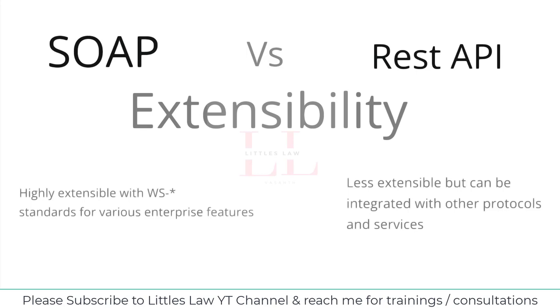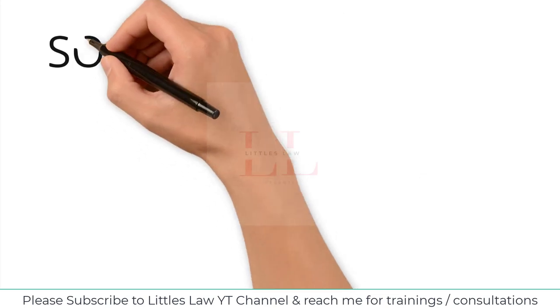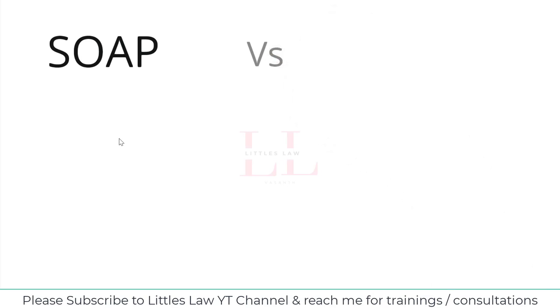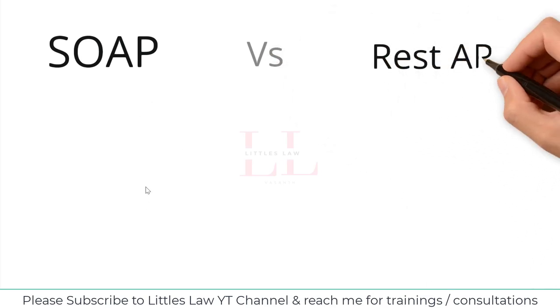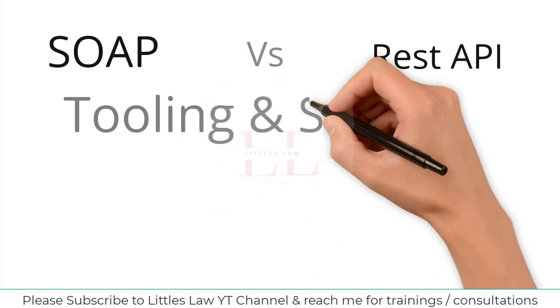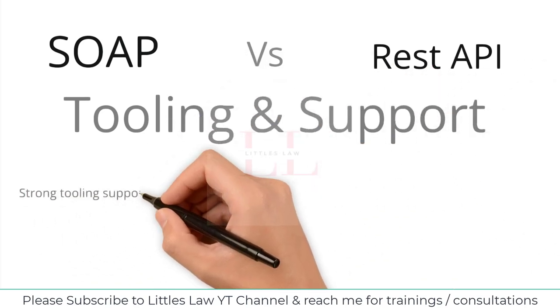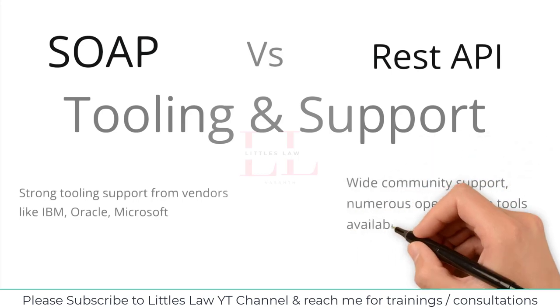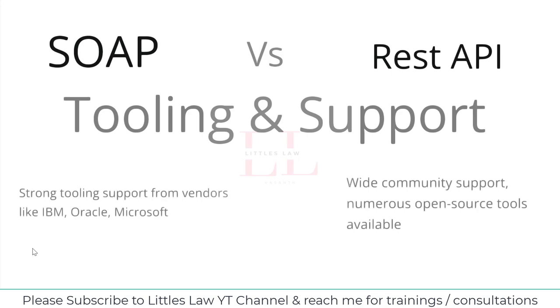We'll move on to the next topic, which is the tooling and support. When it comes to tooling and support, SOAP has strong vendor support, because SOAP has strong tooling support from major vendors like IBM, Oracle, and Microsoft. These tools provide comprehensive features for developing, testing, and managing SOAP services, which is beneficial for large scale enterprise projects. So, when it comes to tooling, SOAP has strong vendor support.